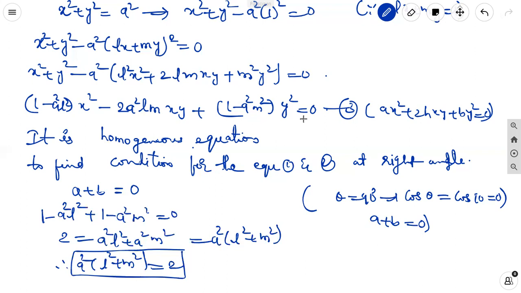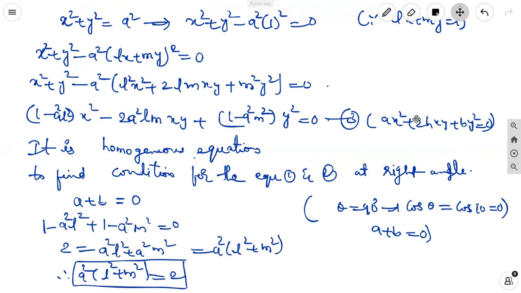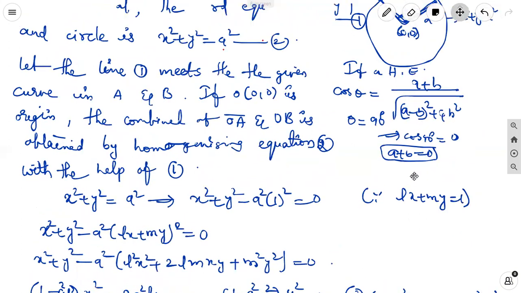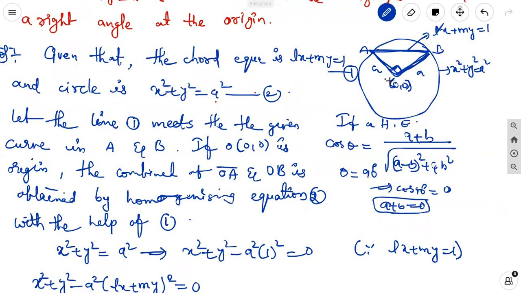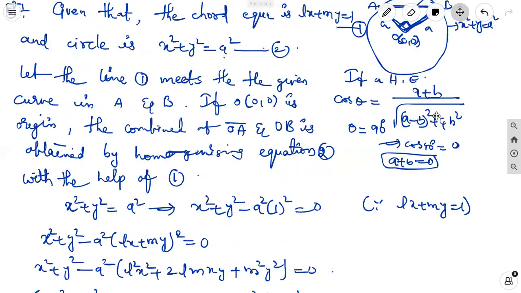This is the condition for making a right angle between the two lines OA and OB. These two lines are combined in the homogeneous equation. In that, it makes 90 degrees, which is the relation or the condition. It is the solution.